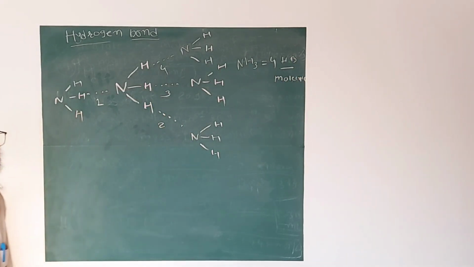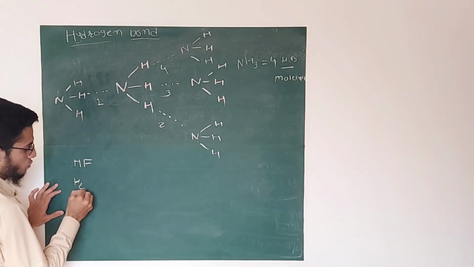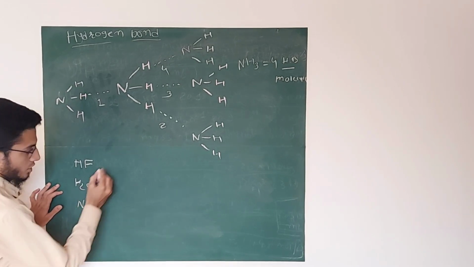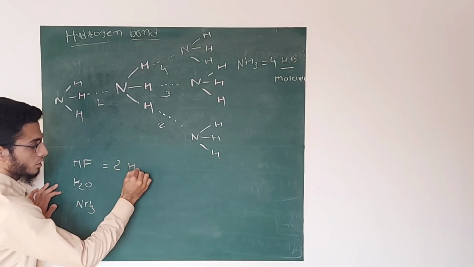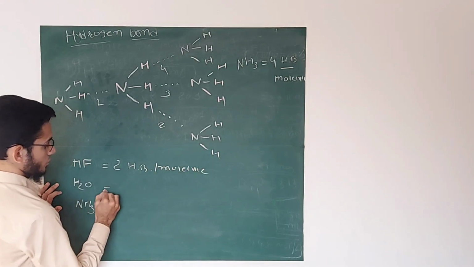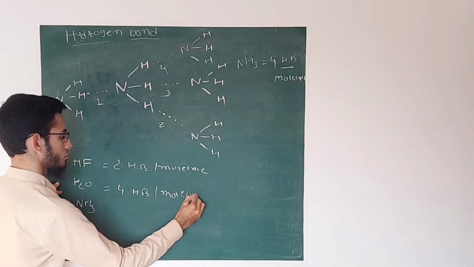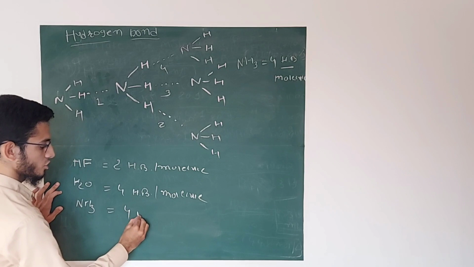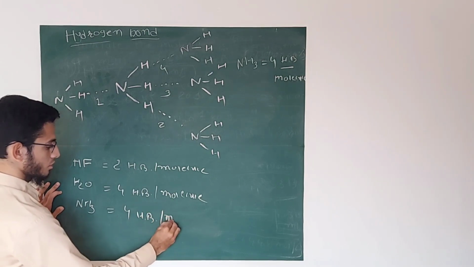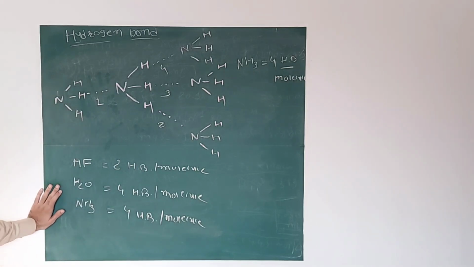Remember all of these things. For hydrogen fluoride, H2O, NH3: here two hydrogen bonds per molecule, four hydrogen bonds per molecule, here also four hydrogen bonds per molecule. This is the example and the number of hydrogen bonds for all types of molecules.